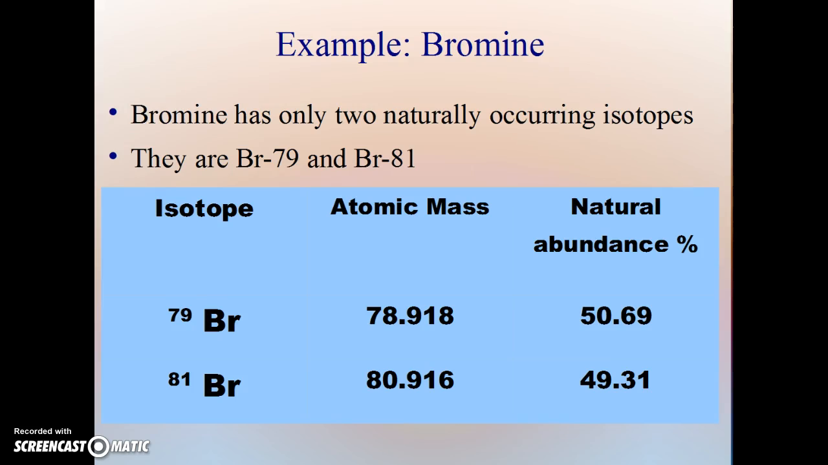If you didn't remember, you take the atomic mass of the first isotope, 78.918, and you multiply it by the decimal equivalent of the abundance, 0.5069. You then multiply the atomic mass of bromine 81, 80.916, by the decimal equivalent of its abundance, 0.4931. When you add those two products, you will take a look at the periodic table and see that you get the atomic mass of bromine given on the periodic table.